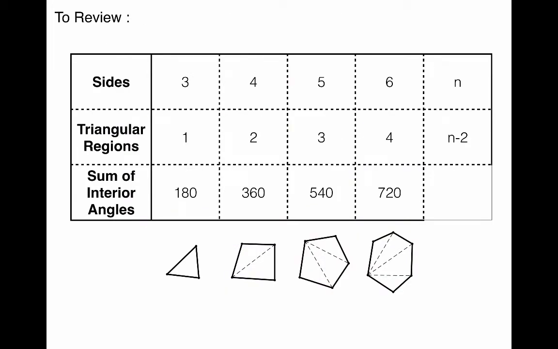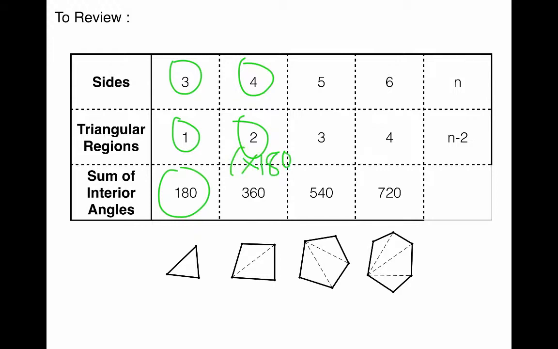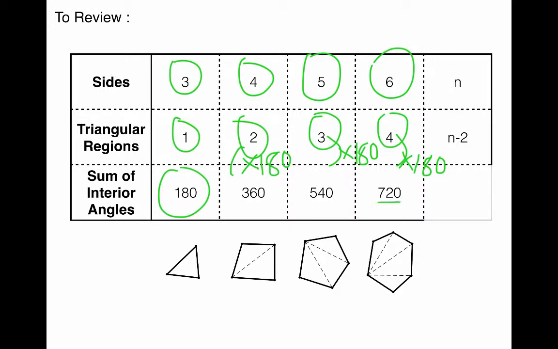Here it is one more time to review, just to be 100% clear. Triangle has 3 sides. It has 1 triangle inside. The sum of the measures is 180. If the polygon has 4 sides, there are 2 triangles. 2 times 180 is 360. 5 sides, 3 triangles, 3 times 180 is 540, and so on. 6 sides, 4 triangles, 4 times 180 is 720.